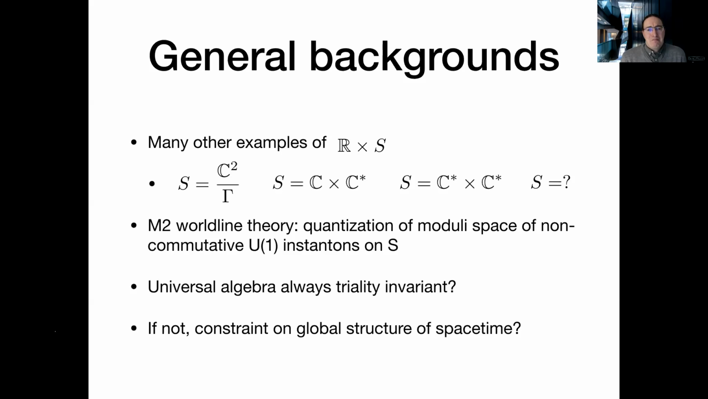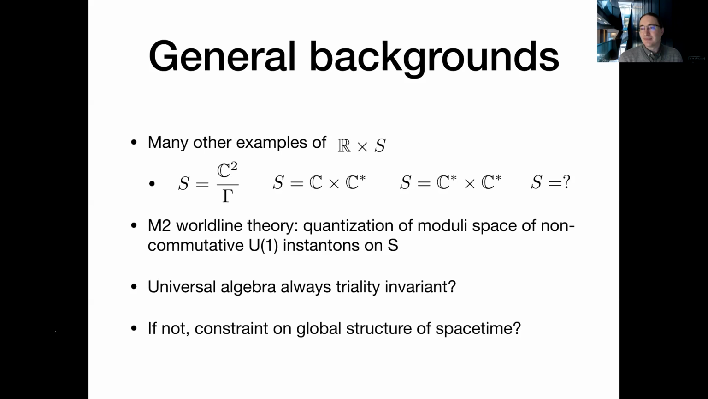But if I take a generic complex symplectic surface, which is not one of these examples, I have no idea if I can always define the quantization of the moduli space of non-commutative instantons and take the large-N limit. And it's far from obvious that this limit would always be triality invariant. So I think there are two options here. Either there is some deep mathematical theorem that says that to every complex symplectic surface, I can attach a triality invariant algebra with some interesting truncations to non-commutative instantons. Or there must be some constraint on the global structure of space-time, on which complex surfaces I can put my twisted M-theory on. So either way, it should be interesting.